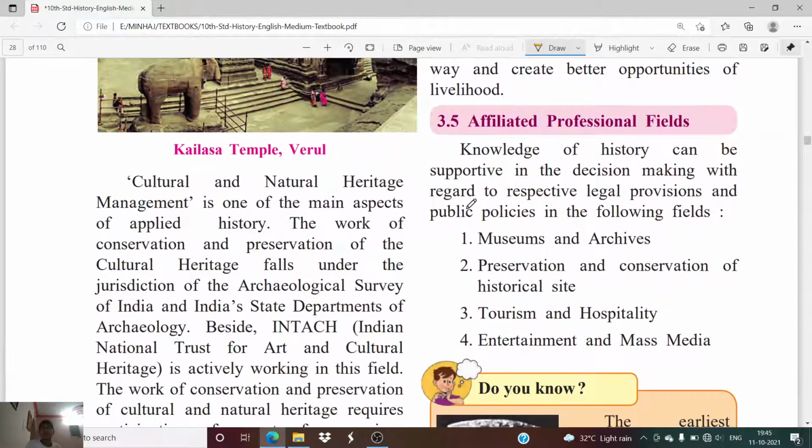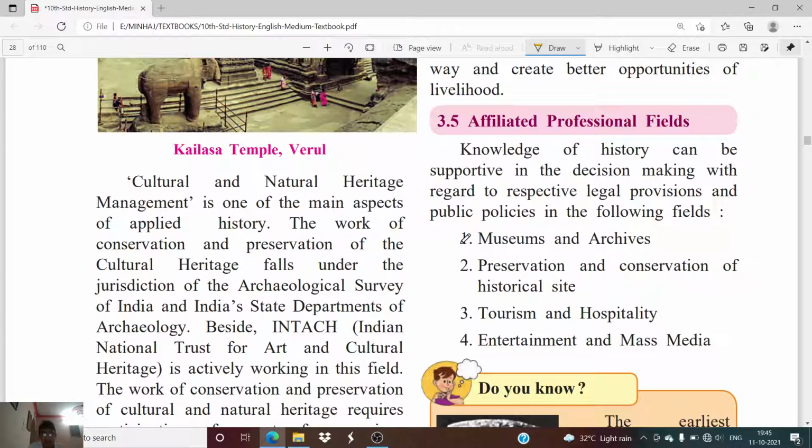Okay, now, what are the affiliated professional fields in the field of applied history? The knowledge of history can be supportive in the decision making with regard to respective legal provisions and public policies in the following fields.